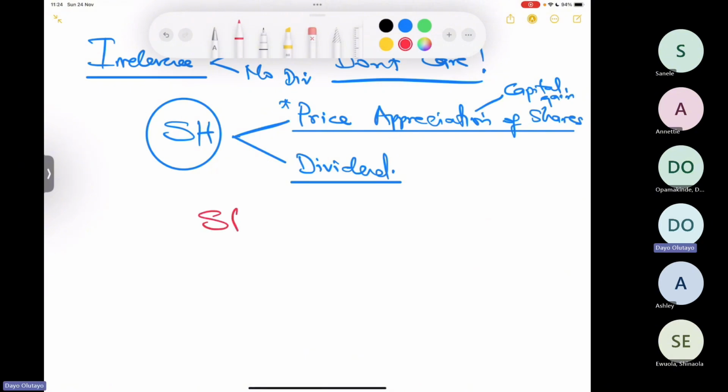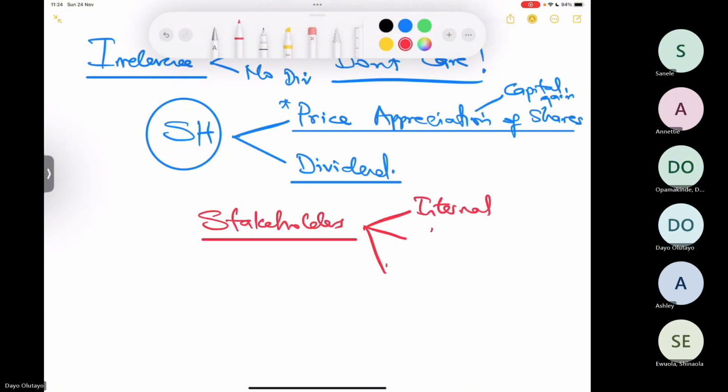Likewise, stakeholders is very important in section A of the syllabus. You need to remember your stakeholders. Remember, there are three types of stakeholders. You have the internal stakeholders, you have the external, and you have the connected.